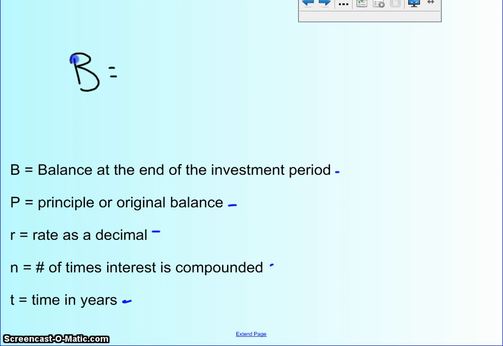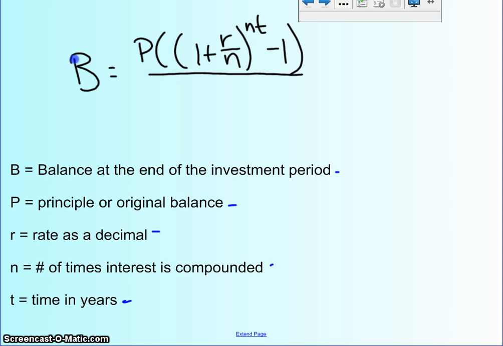B equals P times (1 plus r over n) to the nt, minus 1, all of that divided by r over n. Now we're already familiar with all of these particular values because they're the same as they were for the other formulas, but let's go through it just in case. B is our balance at the end of the investment. P is my principal or original balance. R is rate as a decimal. N is number of times it compounds. And T is time in years.